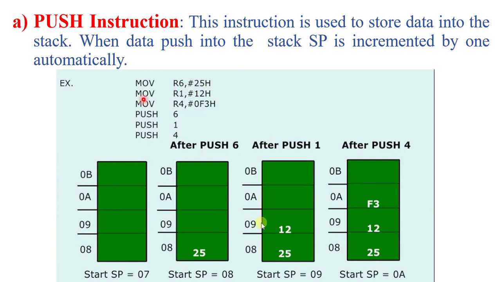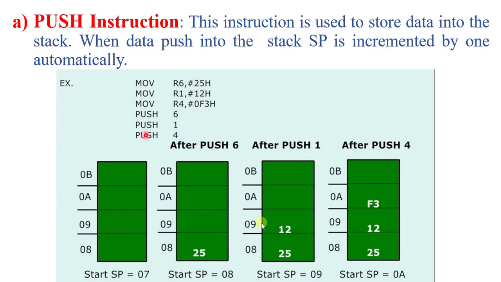The next instruction is MOV R1, #12H. This instruction tells that this immediate data is copied into the R1 register. So the R1 register is loaded with this value. Next instruction, MOV R4, #0F3H. This instruction tells that this immediate data is copied into the R4 register. So when these instructions are executed, the R6, R1 and R4 registers are loaded with this immediate data.